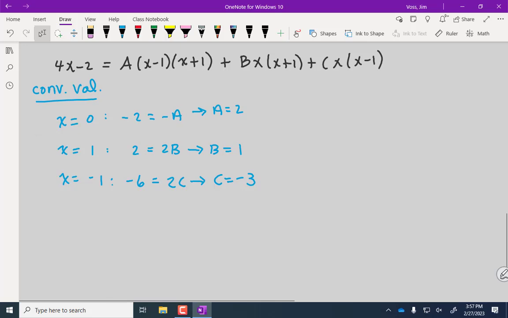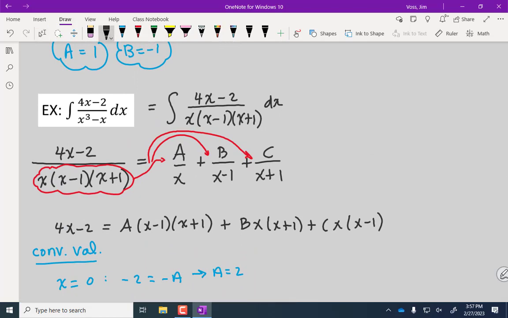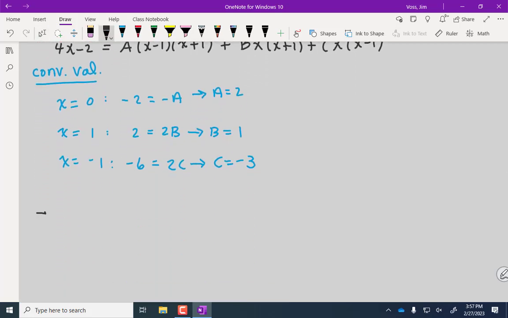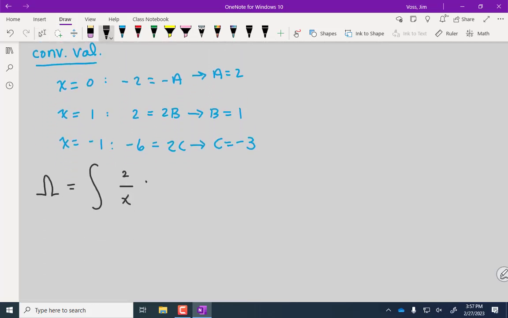So now we're ready to write our new integral. Again, it's convenient to call the integral something. Call it I, call it delta, call it whatever you want. So we're going to see omega is 2 over x. And then I think I did x minus 1, okay, so plus 1 over x minus 1 minus 3 over x plus 1.